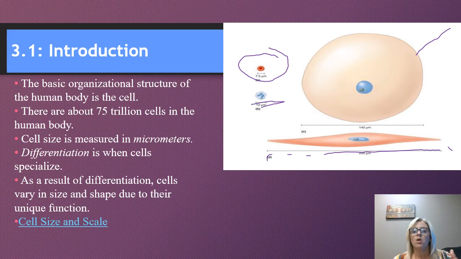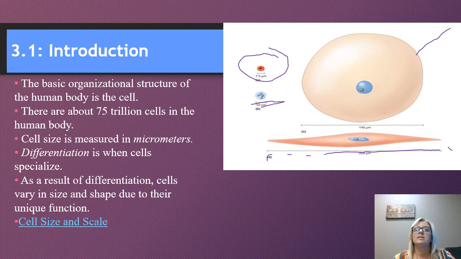In order to become all the different types of cells and tissues that we have, cells must differentiate. This is when they specialize and change in order to become what we need. As a result of that differentiation, cells vary in size and shape, which is going to be based on what function they need, because shape determines function.